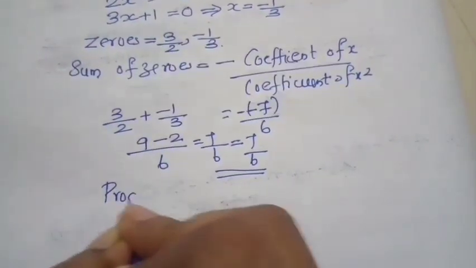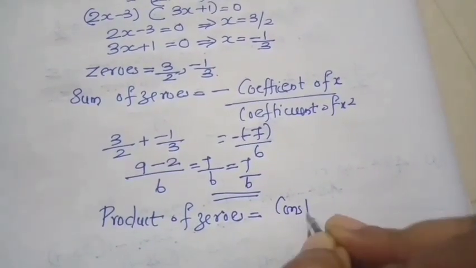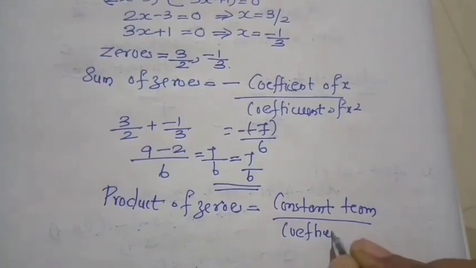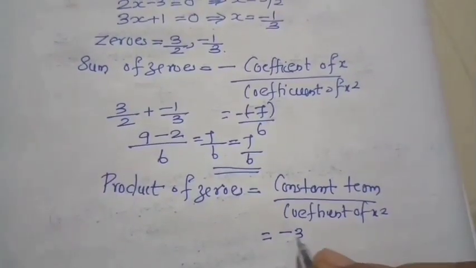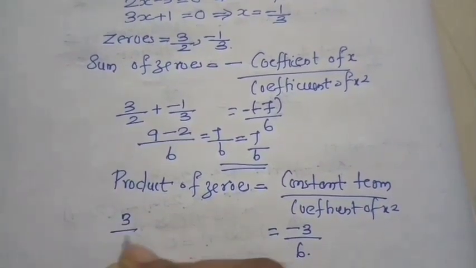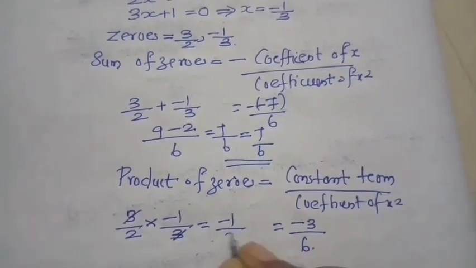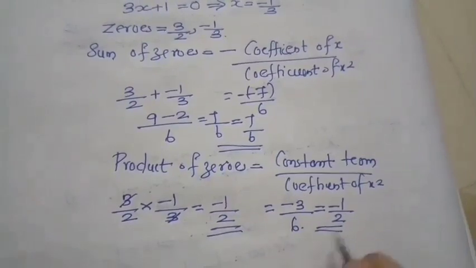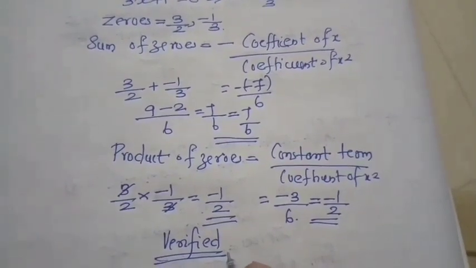Second is product of zeros. Product of zeros is equal to the constant term divided by the coefficient of x square. What is the constant term here? That is minus 3. Constant term is minus 3. Coefficient of x square is again 6. Then product of the zeros. What are the zeros here? 3 by 2 into minus 1 by 3. On cancelling common factor we get minus 1 by 2. Here minus 3 by 6, that is equal to minus 1 by 2. So LHS equal to RHS. So we have verified both the conditions. So that comes the end of the third problem.